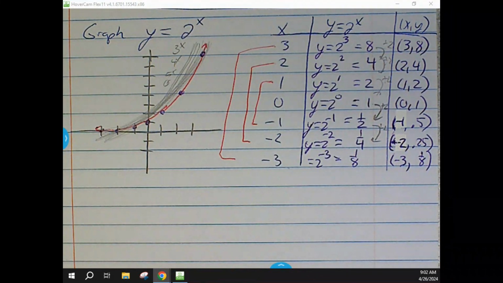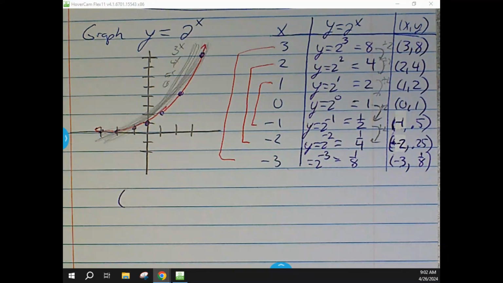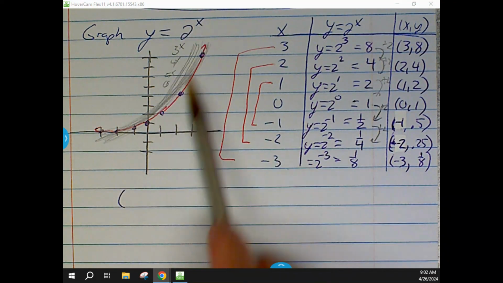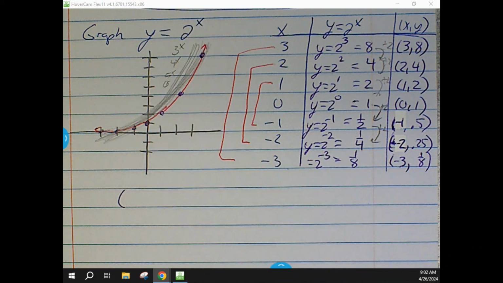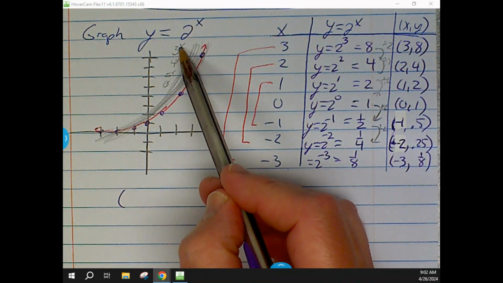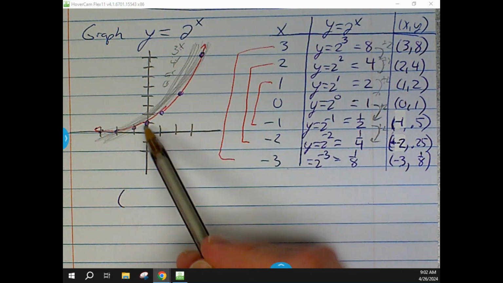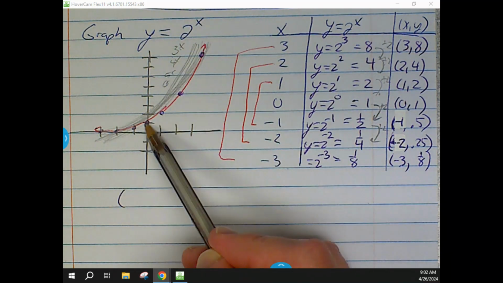Now, here's the thing. What happened here? What's the one point that's the same for every single one of these graphs, no matter what the base would be? 1. Yeah. If you plug in 0 for x, if it's 2 to the 0 power, it's going to be 1, right? If it's 3 to the 0 power, it's going to be 1. If it's 4 to the 0 power, it's going to be 1. If it's 5 to the 0 power, it's going to be 1.